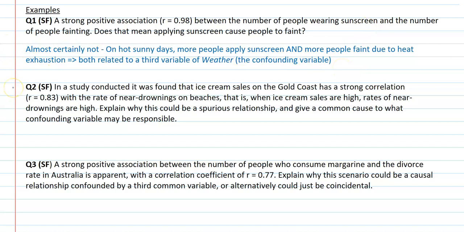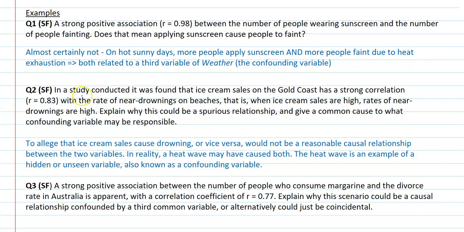Have a read through the second example, press pause and see if you can assess the situation this time. How did you go? I said, to allege that ice cream sales cause drowning or vice versa would not be a reasonable causal relationship between the 2 variables. In reality, a heat wave may have caused both variables to increase. So again, the heat wave is an example of a hidden or unseen variable, also known as your confounding variable. Okay, let's look at a different example that doesn't involve heat waves.